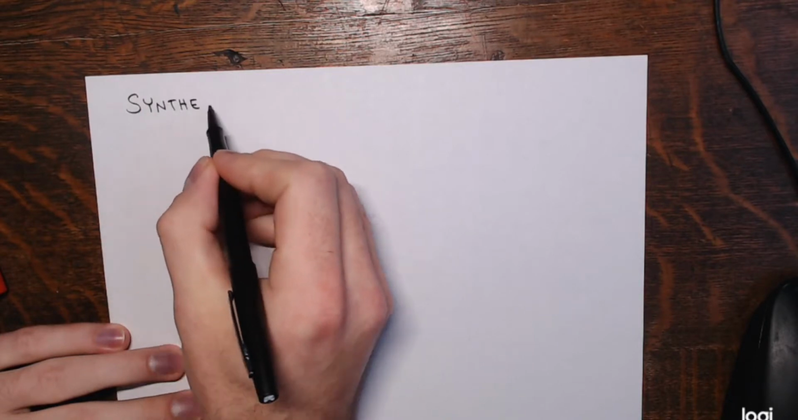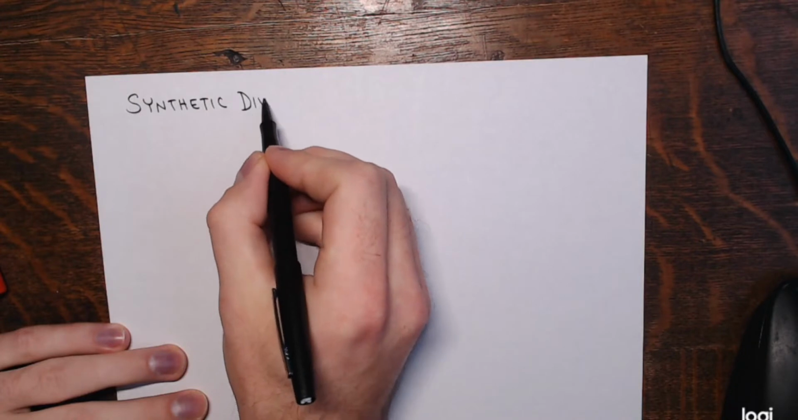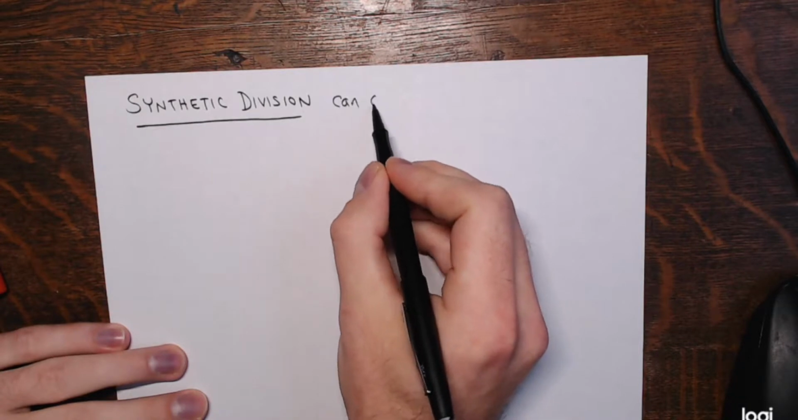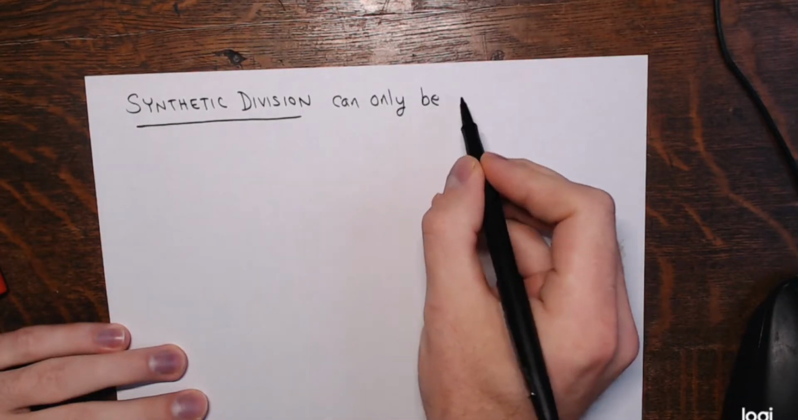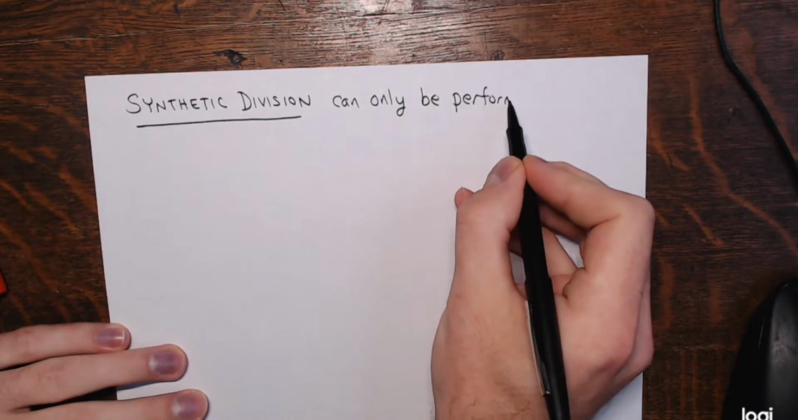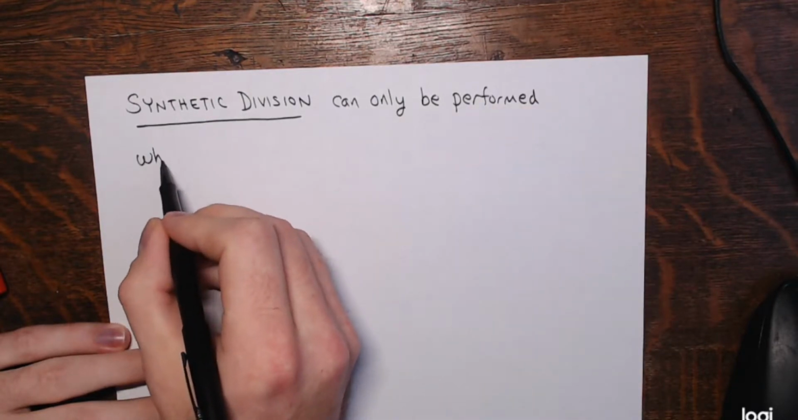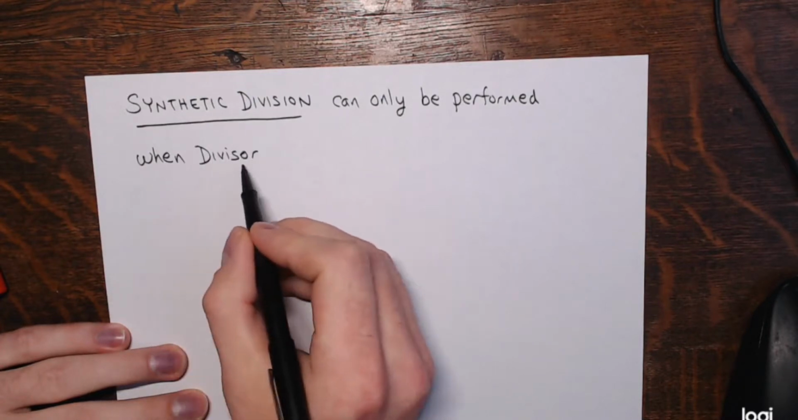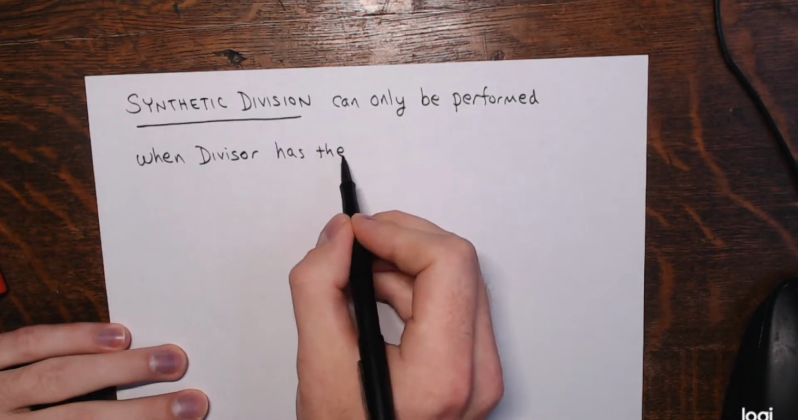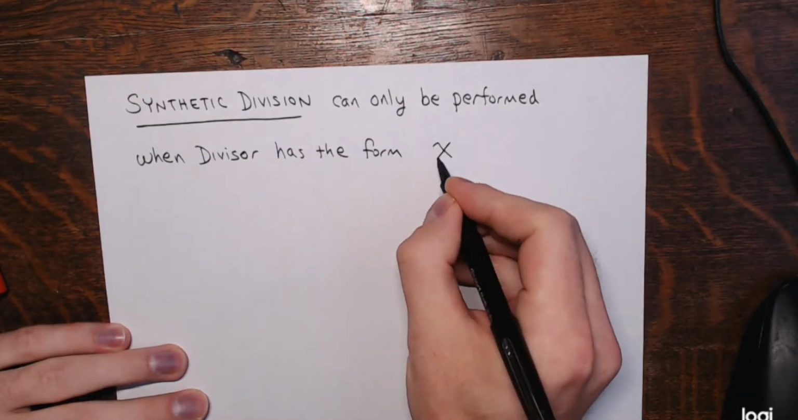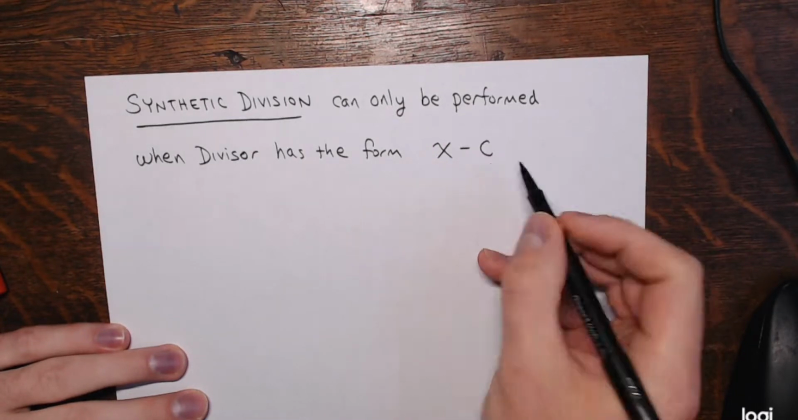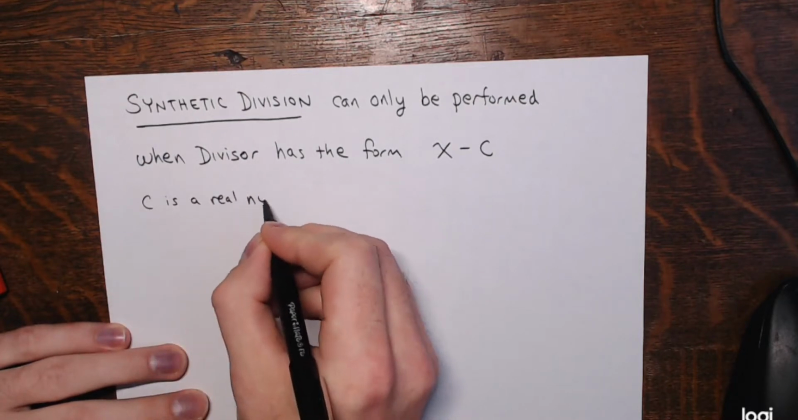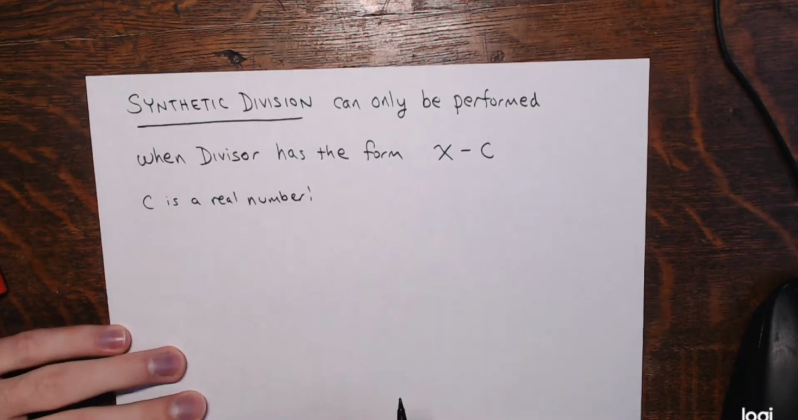So synthetic division can only be performed when the divisor has the form x minus c, where c is some number. It doesn't have to be a real number, but I'll just say c is a real number because we're not going to really be dealing with imaginaries here. All right.